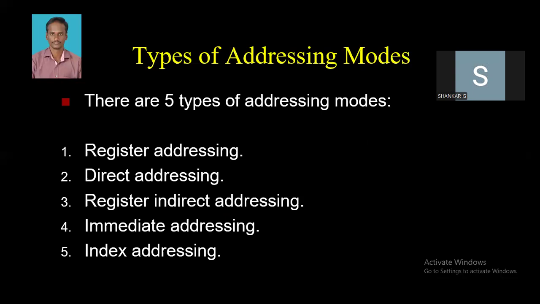There are five types of addressing modes: register addressing mode, direct addressing mode, register indirect addressing mode, immediate addressing mode, and the last one is index addressing mode. Let us see one by one what they are.